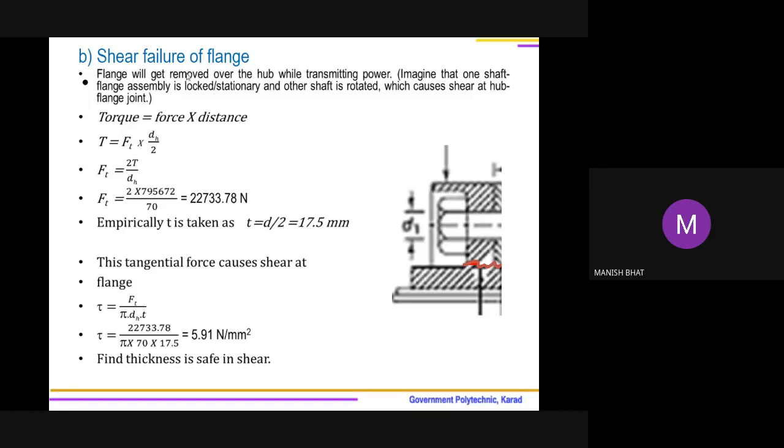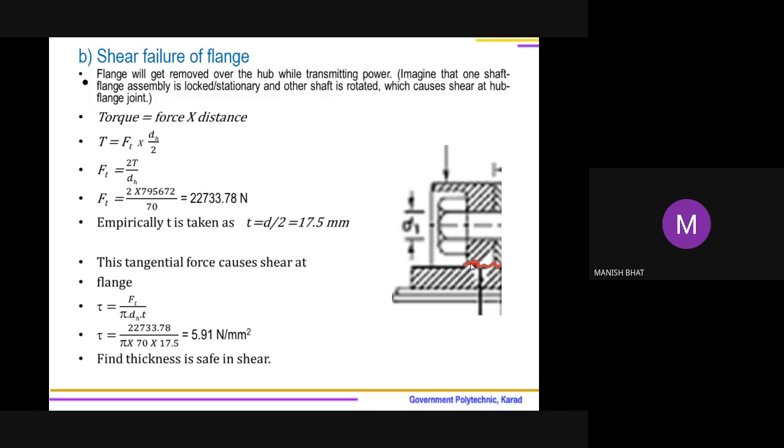Before that, we are supposed to find the force which causes this transverse shear. The force can be found by torque equal to tangential force into distance. So this tangential force will be 2 times torque upon DH, the hub diameter, because I want the force acting exactly at the top surface of the hub. So FT comes out to be 22,733.78 Newton. Thickness can be chosen empirically as T equal to diameter divided by 2, so it is taken as 17.5 millimeter.